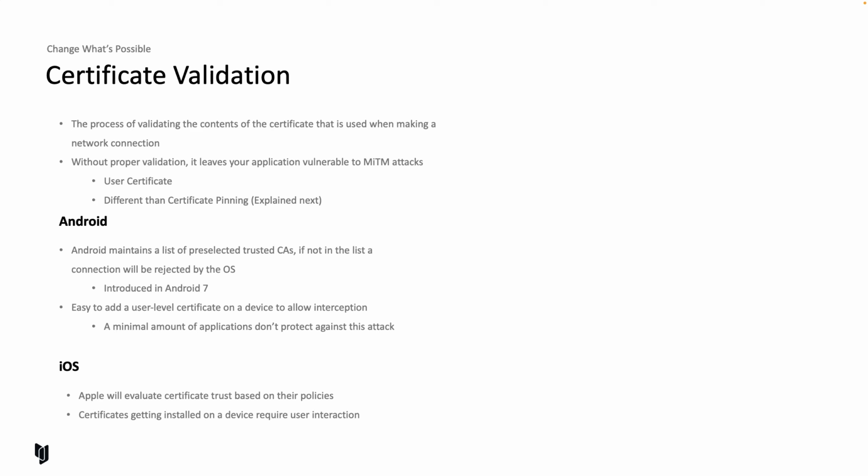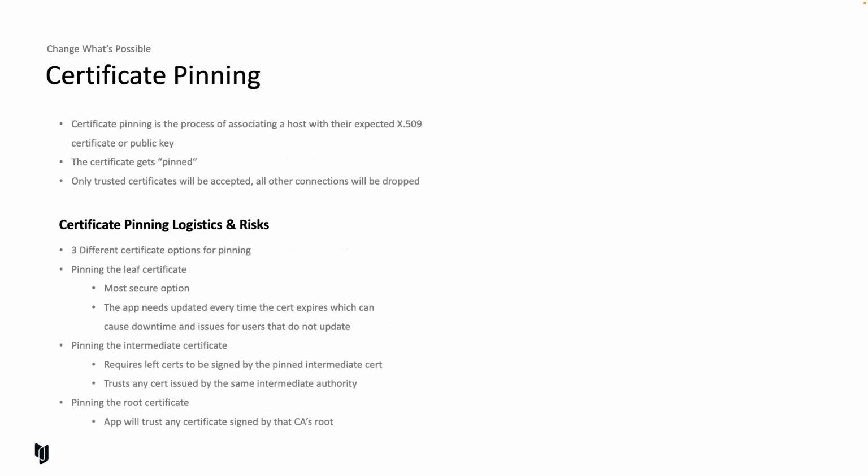Now for iOS, they just evaluate the certificate trust based on their policy. So it's basically the same as Android in terms of the pre-selected CAs and the certificates coming in. For iOS, the certificates getting installed do require user interaction. If you've ever done it, you download a cert, go into settings, and there's a prompt that says, do you want to install this cert? Do you accept it? That will install it as a user cert, and then you can go into an additional menu and give it root permissions as well if you wanted to get to that level. But there is that user interaction as well.